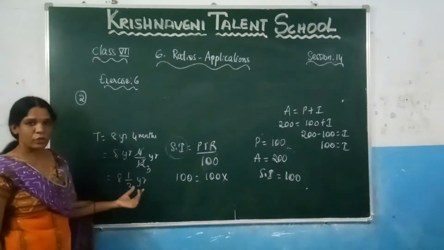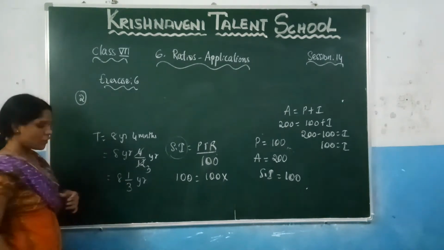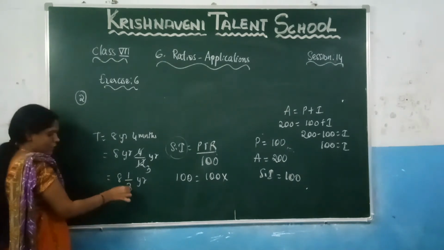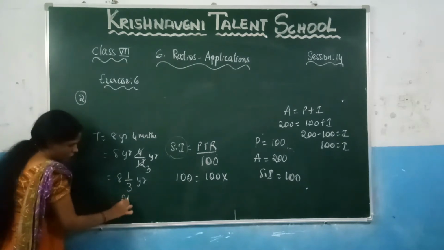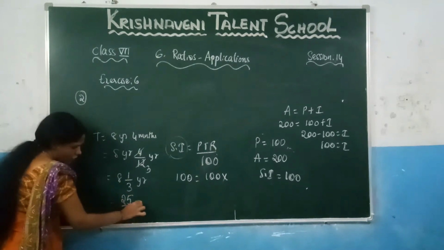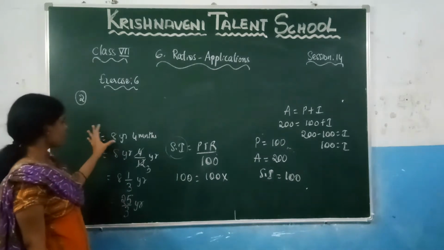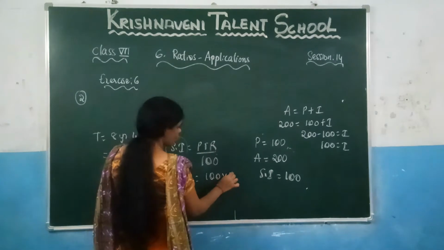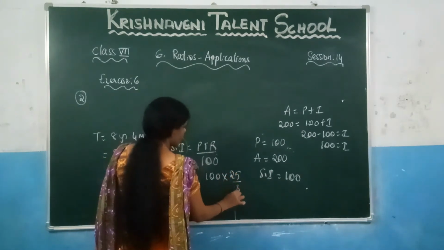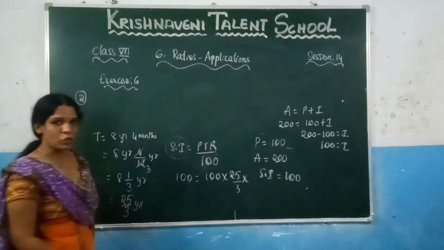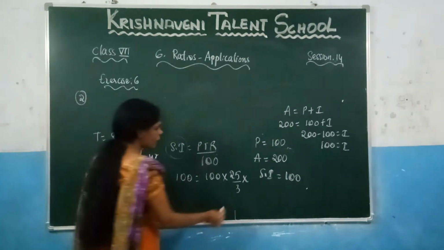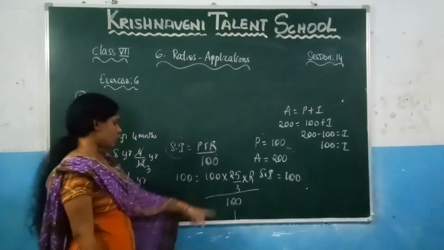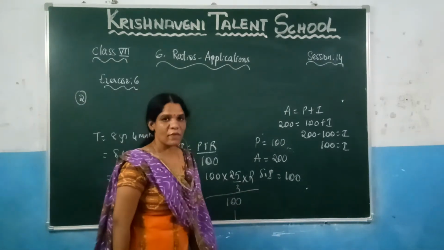Now it is in the form of a mixed fraction. You can convert this mixed fraction into a fraction: 8 threes are 24 plus 1, which is 25. So you get 25 by 3 years. We have converted the total into years, so you can substitute it here. The value of T is 25 by 3, and you need to find the rate, the R value, divided by 100. If you simplify this, you will get the value of R.